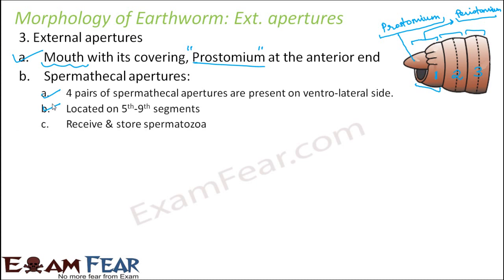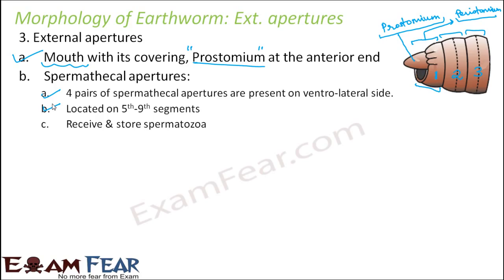What is the function of the spermathecal aperture? They receive and store spermatozoa. Now, for the process of reproduction to take place, you need the sperm, that is the male sex cell, and you need the female sex cell. Now, in the case of the earthworm, one single earthworm can produce sperms as well as eggs. So, both the female and the male are present in the same organism. So, there are some apertures which are used to receive and store spermatozoa from another earthworm. When we discuss the process of reproduction, it will become more clear to you.